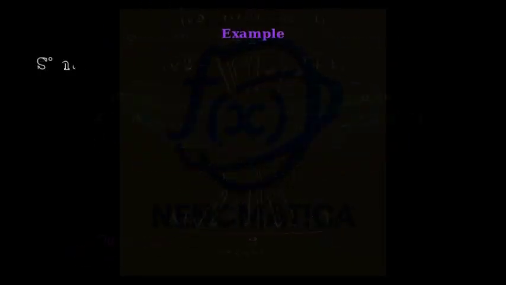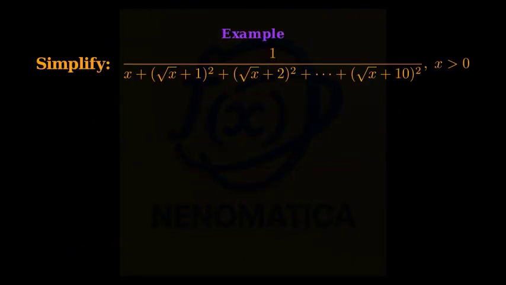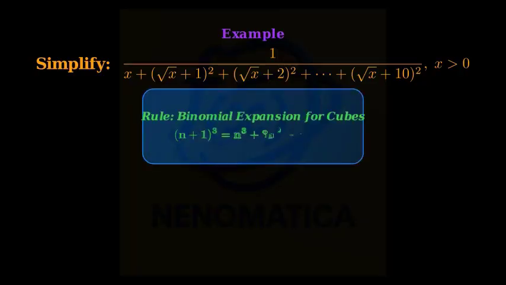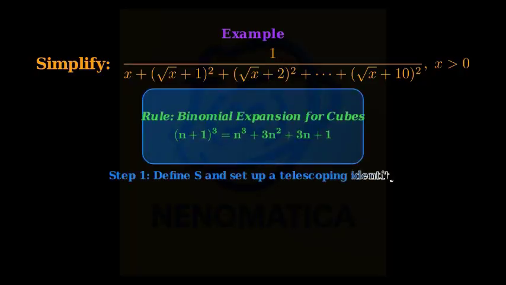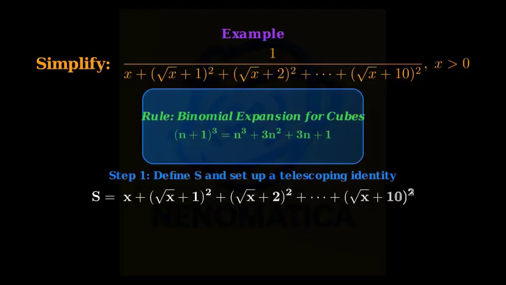We will solve the problem exactly in the structure shown. First, we display the example label and the problem in bold orange math text. Rule box: binomial expansion for cubes. Step 1. Express the denominator as S and set up the cube identity that will telescope.